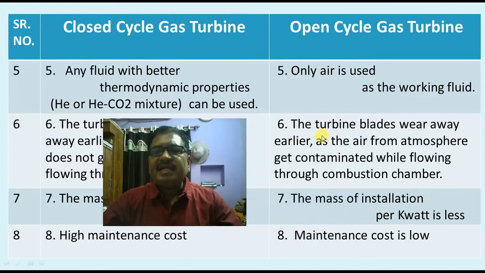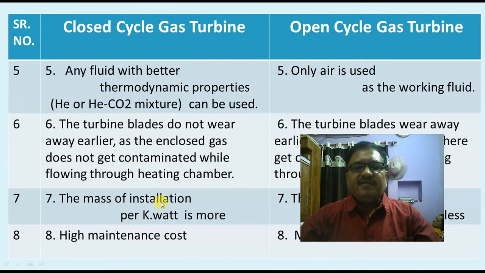But in case of open cycle gas turbine, the turbine blades wear away easily as the air from atmosphere gets contaminated while flowing through the combustion chamber. The air which is used as the working substance, it gets mixed with the products of combustion inside the combustion chamber, and that comes in contact with the turbine blades continuously, and therefore the corrosion and the wear and tear of the turbine blades occur faster in case of the open cycle gas turbine.